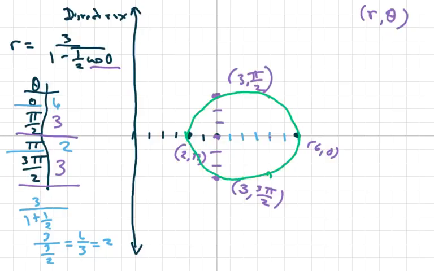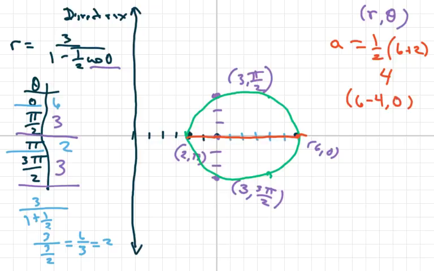Alright, now the only thing we need to know is the center, and we need to find the A first. So the A equals 1/2 this part plus this part. So that's going to be 6 plus 2, and that equals 4. So the center is, you have to take your 6 here, minus 4 is 2. So your center is at 6 minus 4, comma 0, which is at 2. Right there. So this is 2.